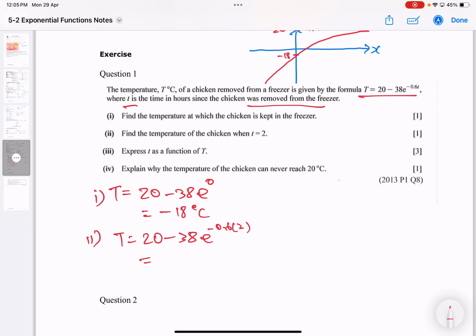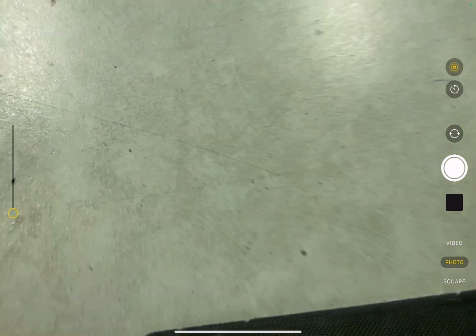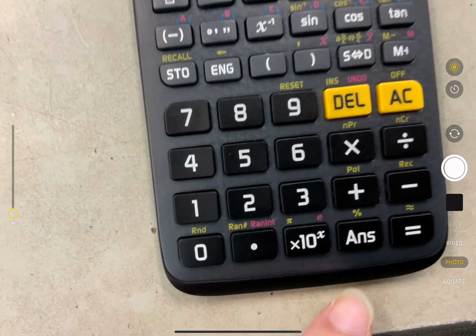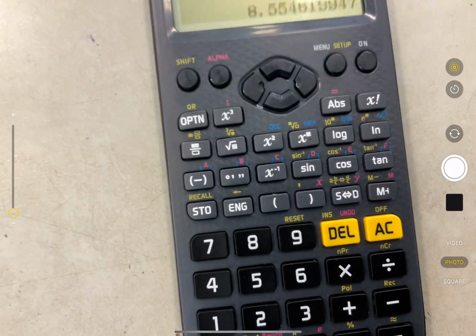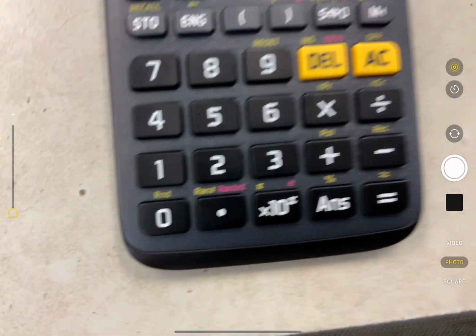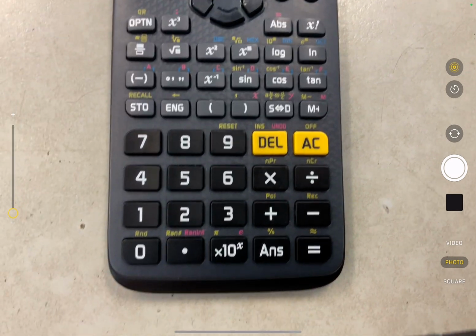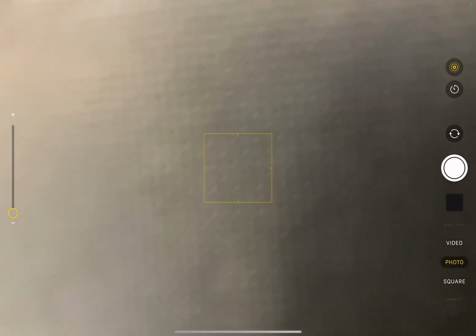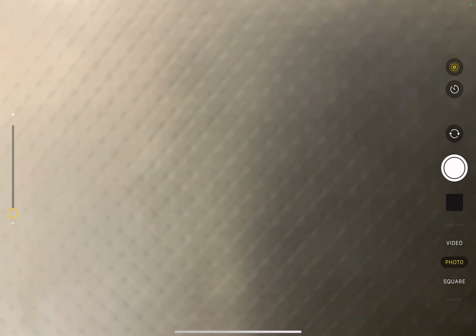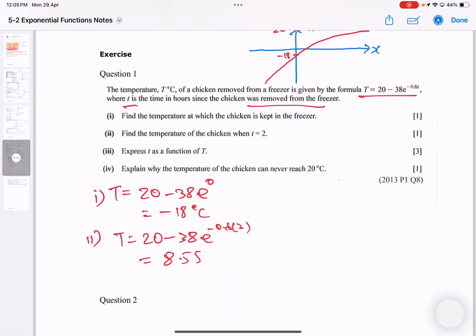Can all of you find the e on your calculator? Let me show you. Can you find the e over here? You need to press alpha. Alpha is over here. The other one also works. I think both will give you the same thing; one of them is with power, one of them is without, but they are the same thing. So you should get 8.55 to 3 significant figures.